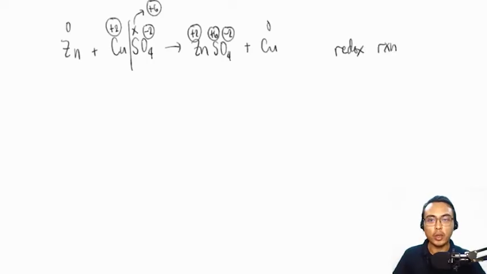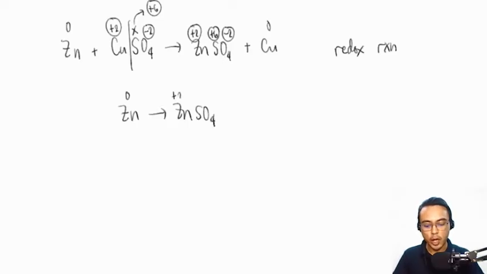Next, we identify the oxidation and reduction half reactions. Let's start with zinc. We have zinc yields zinc sulfate. From 0, it became positive 2. And then next, we have copper sulfate yields copper. From positive 2, it became 0.